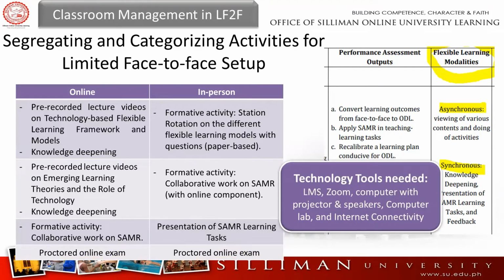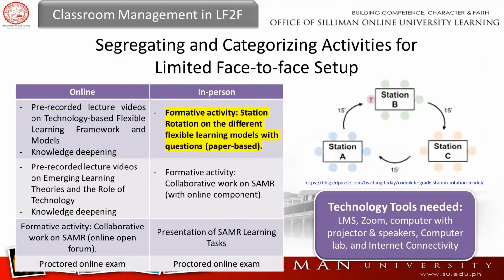The next thing to consider is to look into the technology tools needed for these activities to take place. Take, for example, the station rotation activity. It entails at least 3 PCs that would serve as technology stations. We will be doing that in the computer lab, so that can be done.